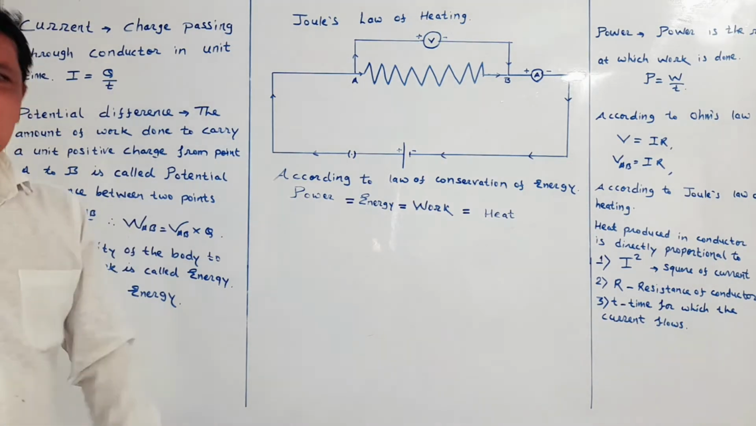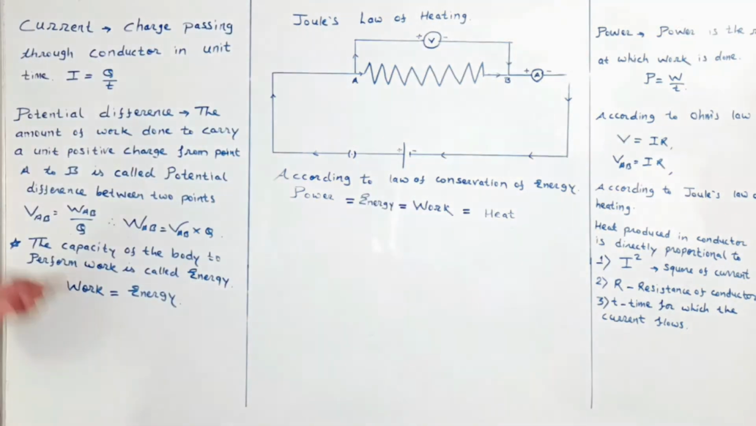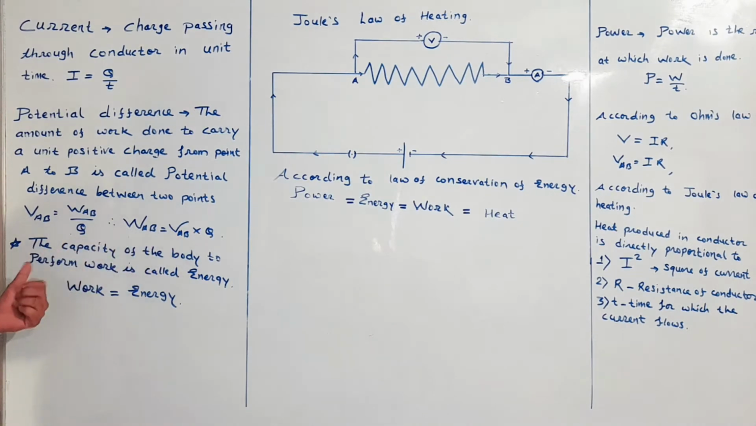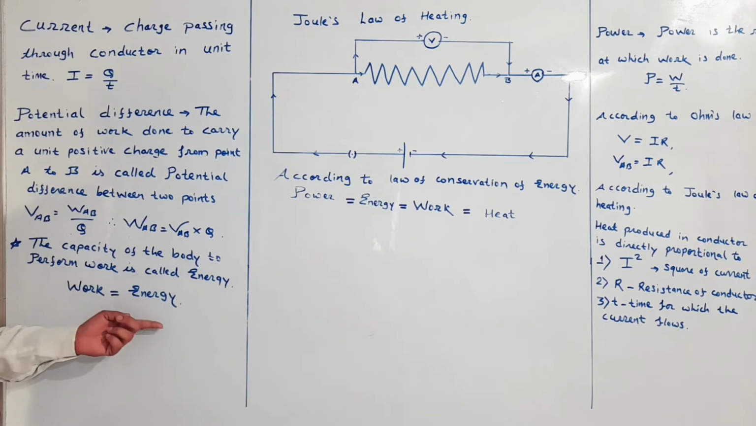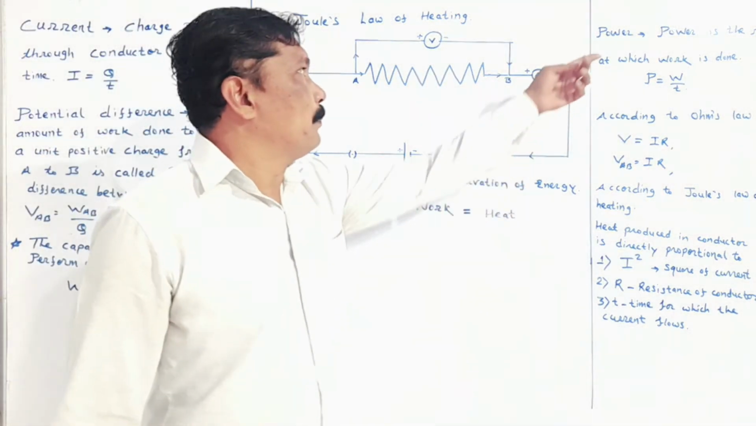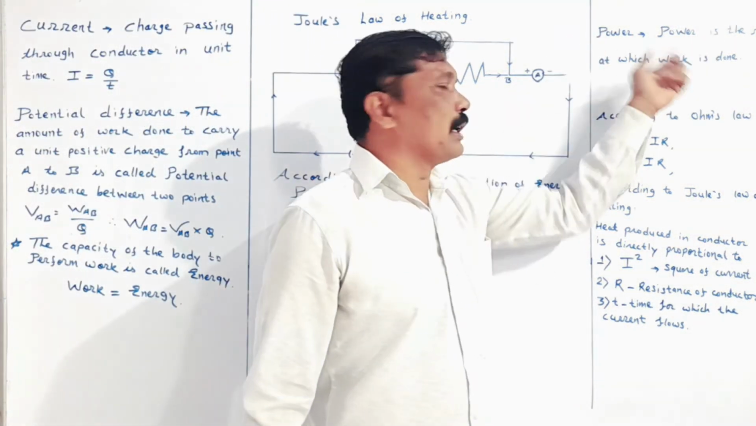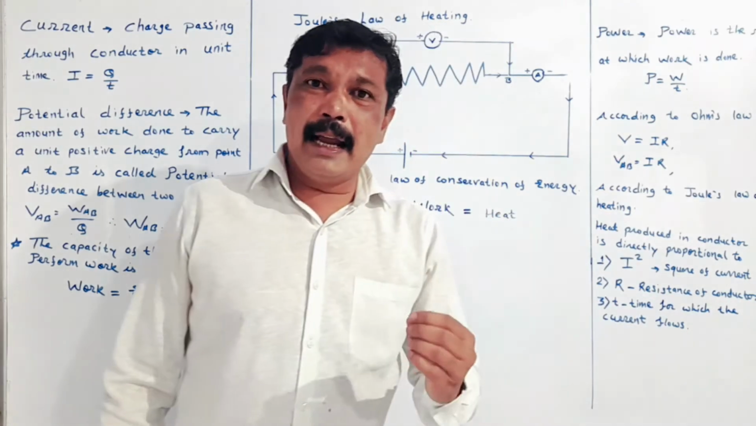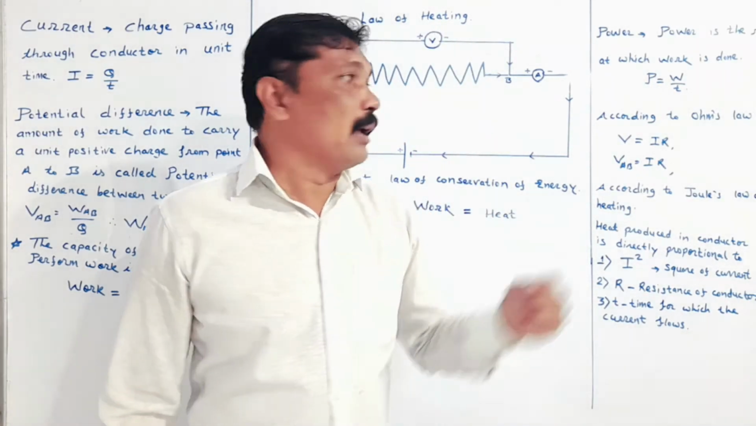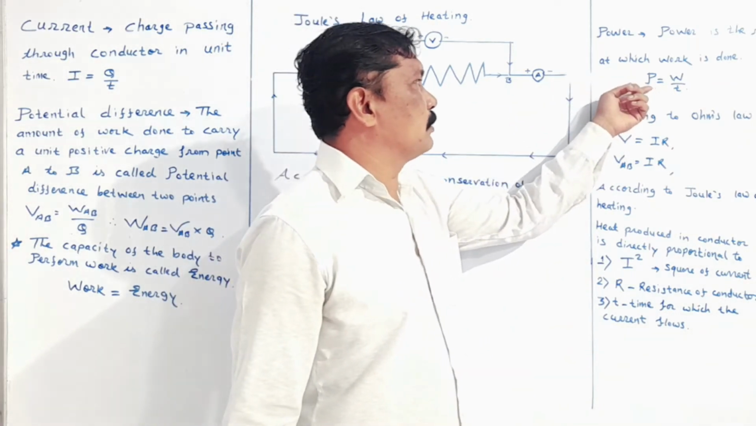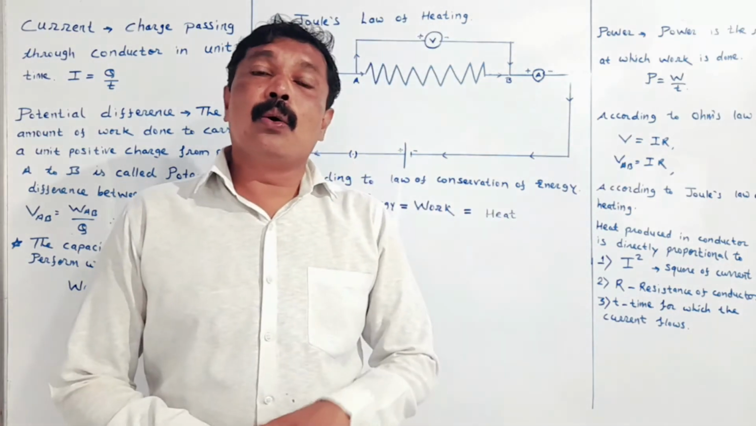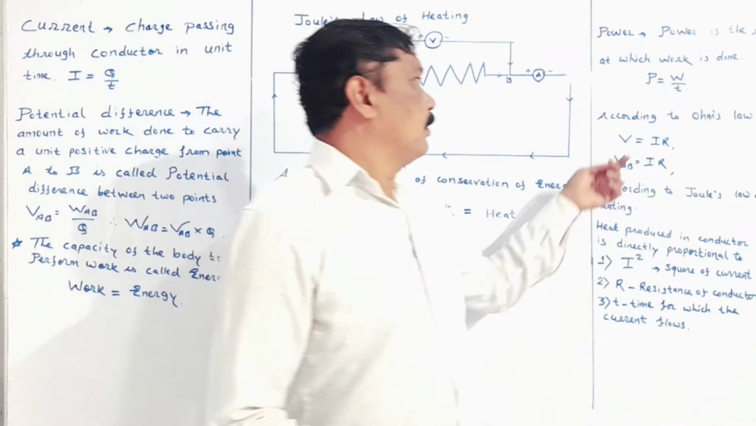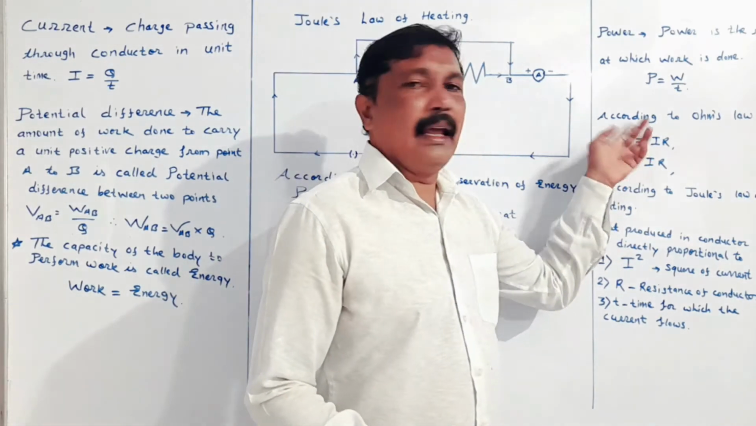The capacity of a body to do work is called energy, and work will be equal to energy. This we have to consider in this exam. Example: power. Power is the rate at which work is done, and therefore the formula of power is P is equal to W by T. And we have also studied Ohm's law. According to Ohm's law, V is equal to IR.